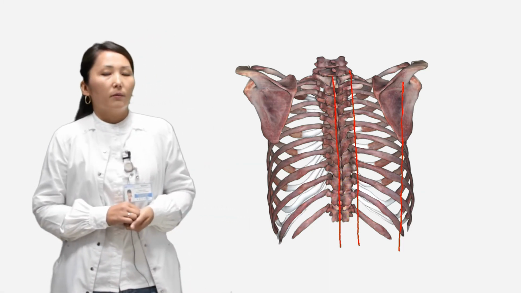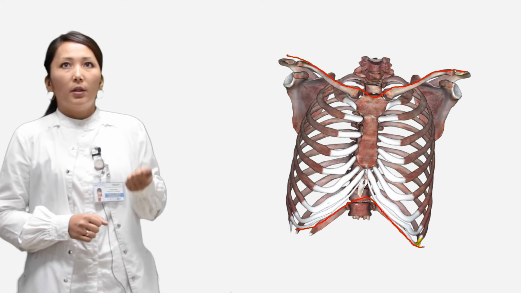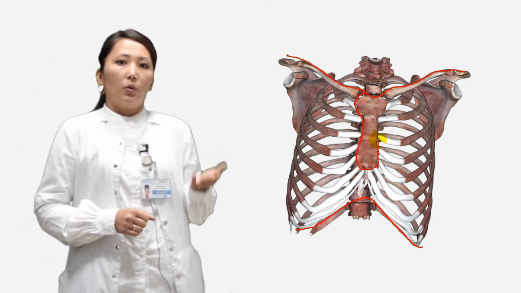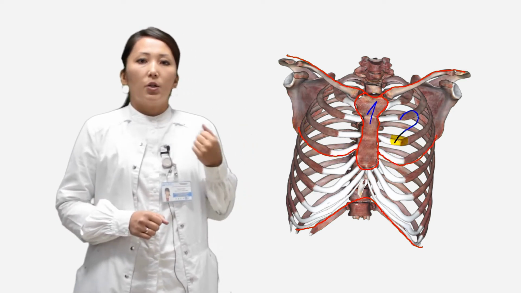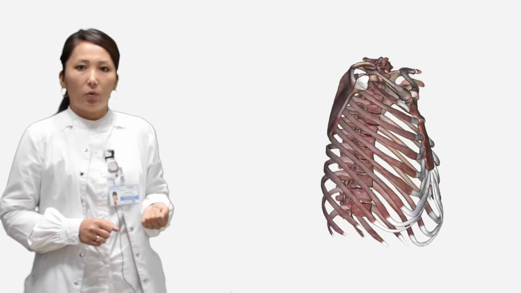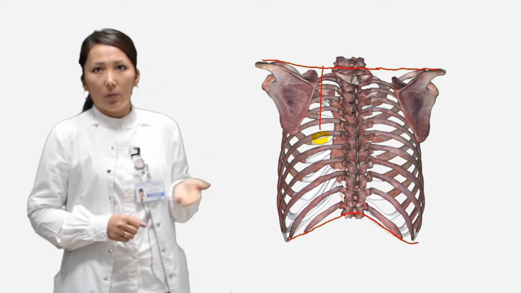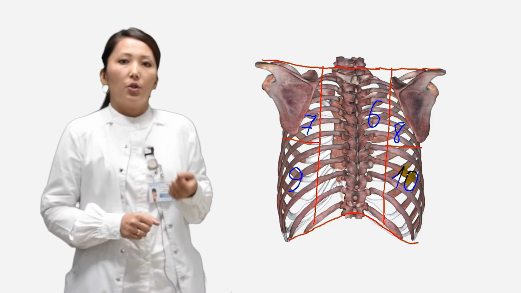Now we divide the anterior and posterior thorax into following areas. Anterior thorax is divided into 5 areas: prethoracic, right thoracic, left thoracic, right subthoracic, and left subthoracic. The posterior part is divided into vertebral, left and right scapular, left subscapular, and right subscapular.